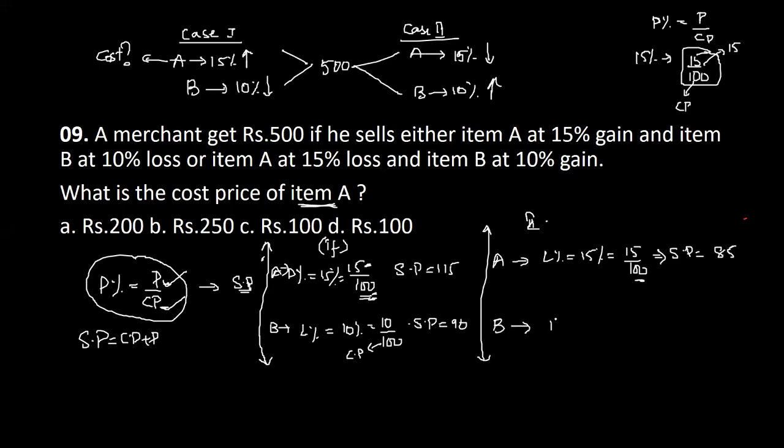In case B, the profit percentage is 10%. That means, in case two, item B, that means 10 by 100. That means the selling price is how much? 110. Now you need to understand something.